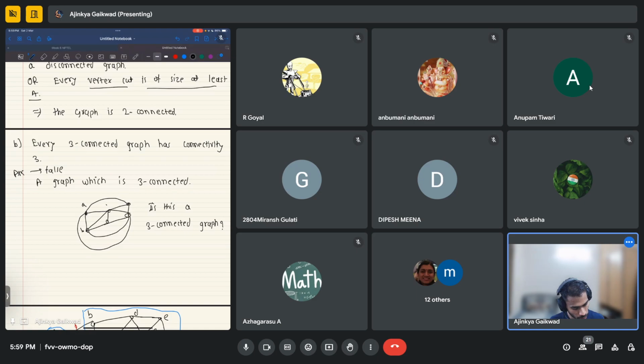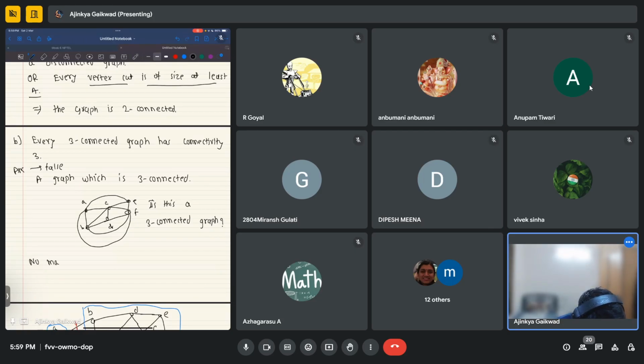So let me write the names of the vertices. Here, if I remove A and C, the graph remains connected. You can observe B, D, E, F, all of them are in one connected component. If you remove C and D, the graph still remains connected. A, B, A, F are in the same part. If I remove C, F, then E, A, B, D are in the same part. So no matter which two vertices we remove, the graph still remains connected.